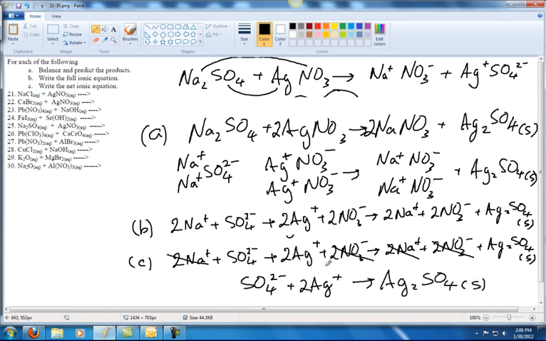and that would be the net ionic equation. Now this could be written either way. You could go 2Ag plus SO4 2 minus, or you could leave it like this. It really doesn't matter. So everything works out in that way. So that would be the net ionic equation for number 25.